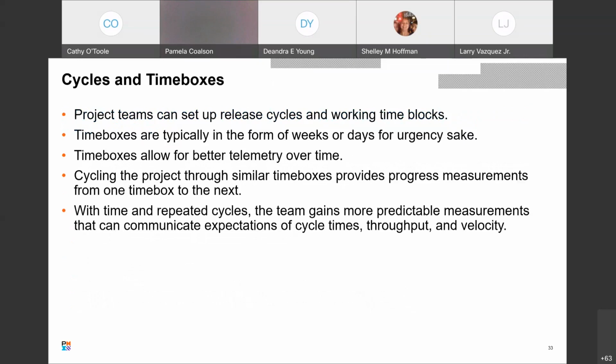Okay, some other concepts we talk about are cycles and time boxes. Project teams can set up release cycles and working time blocks. Time boxes are typically in the form of weeks or days for urgency's sake, and time boxes allow for better telemetry over time. As you're cycling the project through similar time boxes, you can provide progressive measurements from one time box to the next. And with time and repeated cycles, the team gains more predictable measurements that can communicate expectations of cycle times, throughput, and velocity.